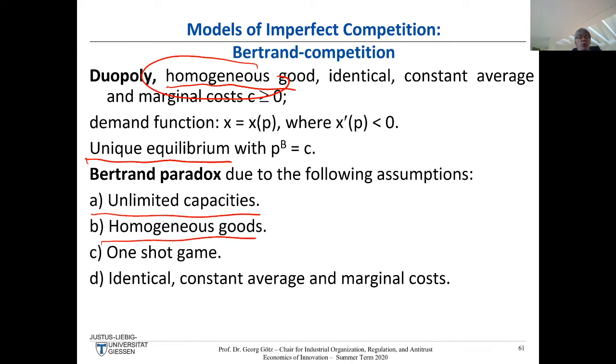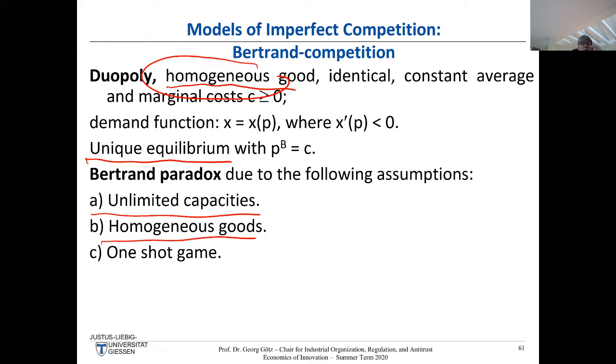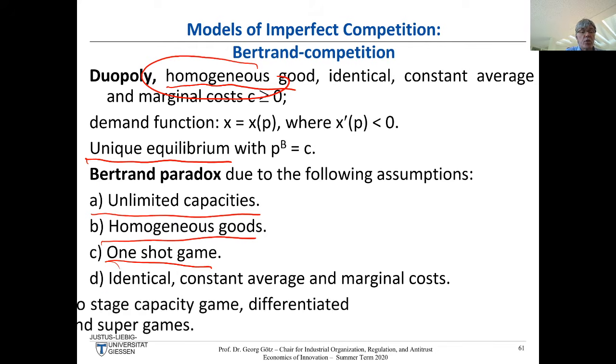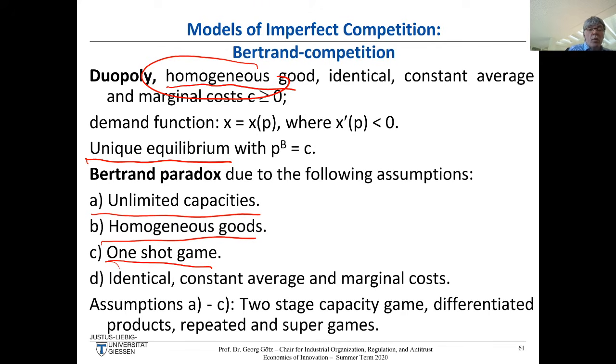And it also assumes that you have a one-shot game where you do not have any kind of collusion. That's a topic we discuss at some length really in the undergraduate IO course in competition policy. And finally, it assumes that you have identical constant, average and marginal cost. So in IO, we abandon this assumption of unlimited capacity. With IO, I mean the industrial organization course I'm going to teach in the winter again, and I taught in the last winter. We have a two-stage capacity game where we look into the same situation.